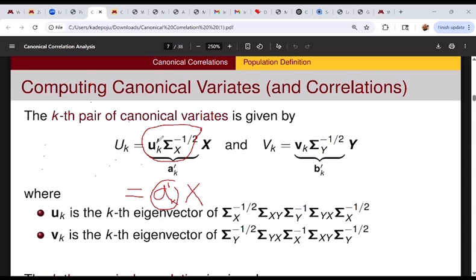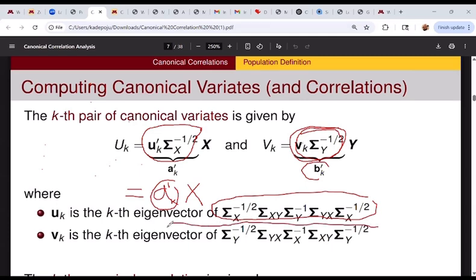What is my U? My U is the eigenvector of this. U is the eigenvector of this. The same thing here: that's a BK. Now, before I can get the BK, I need to first get the VK. So which is the eigenvector of this?